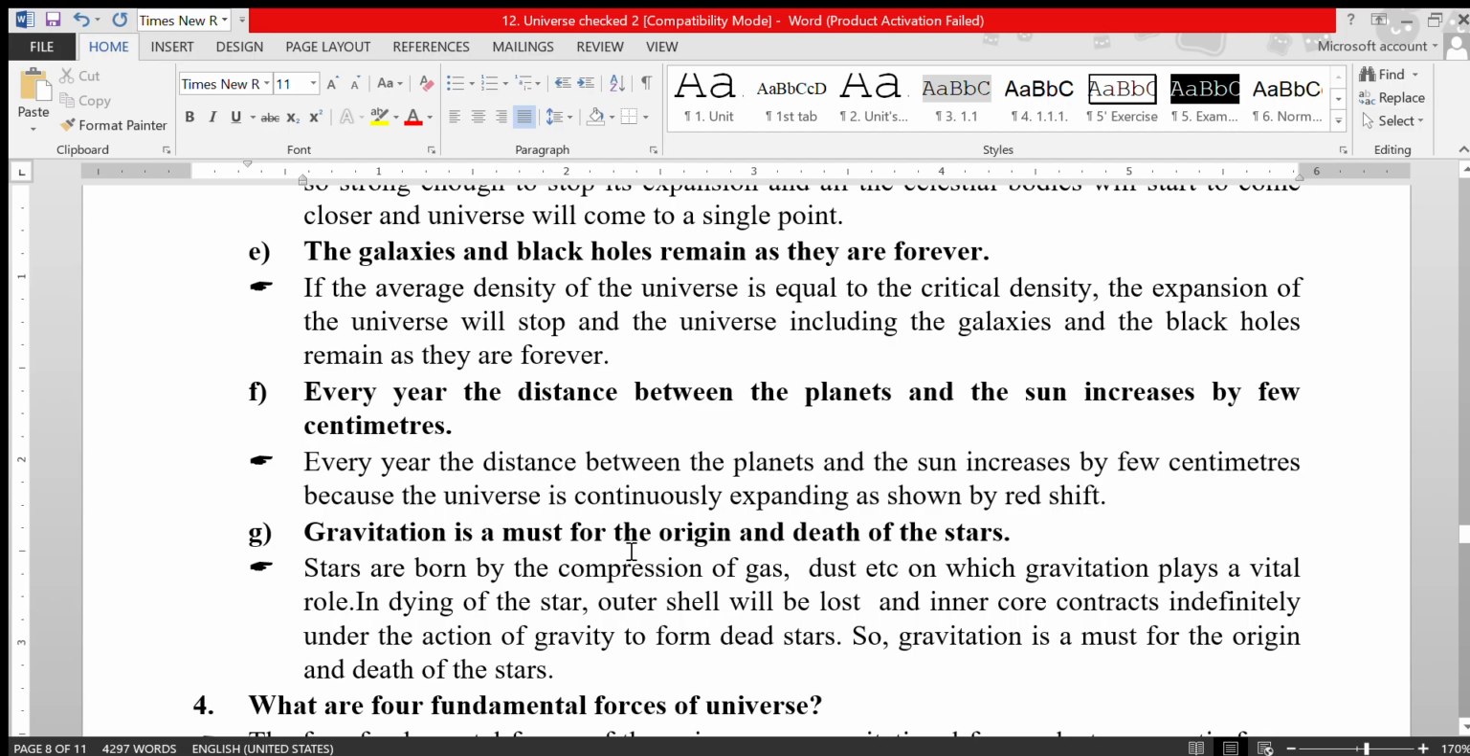Gravitation is a must for origin and death of the star. Stars are born by the compression of gas and dust, and gravity plays a vital role in the dying of the star. The outer shell will be lost and the inner core contracts under the action of gravity. So gravitation is responsible for origin and death of the stars.